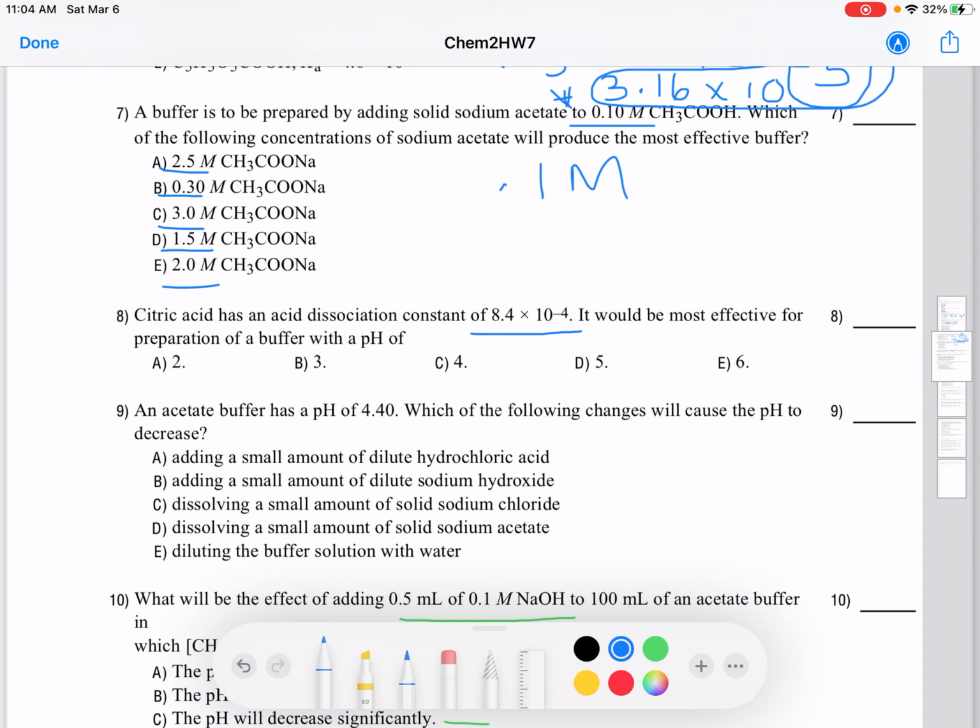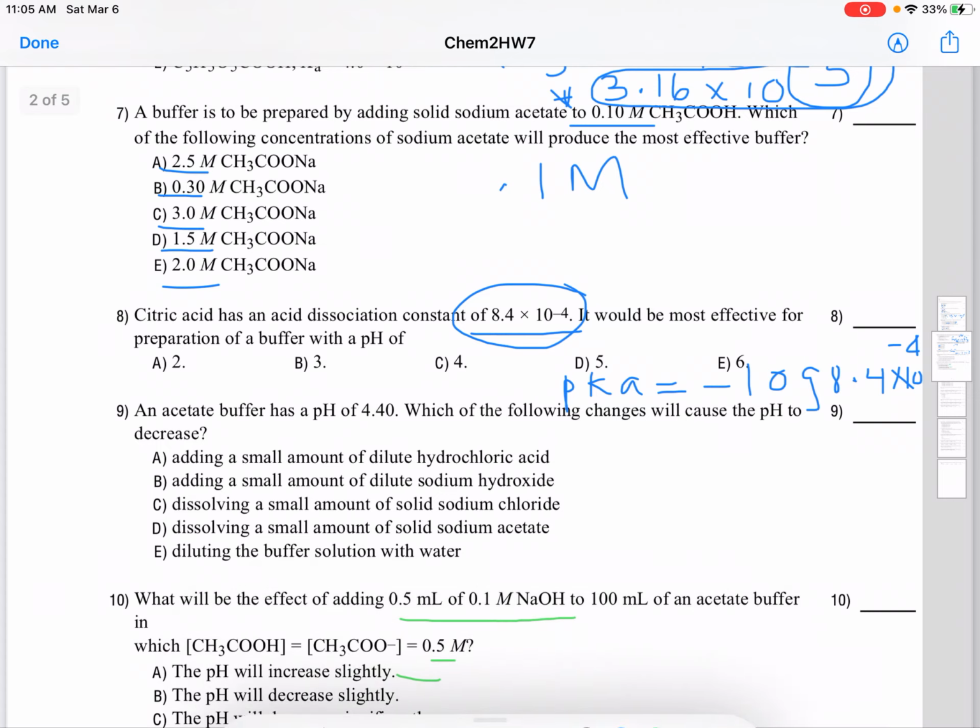So here we are given Ka 8.4 times 10 to the negative 4. So we can find out the pKa of this acid using negative log of 8.4 times 10 to the negative 4. So find the pKa value. And find out which one is the closer value for the given pH. Okay, find the pKa, you guys can do that.